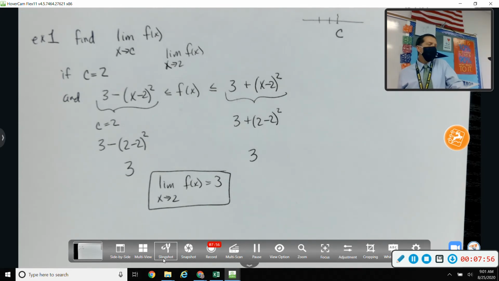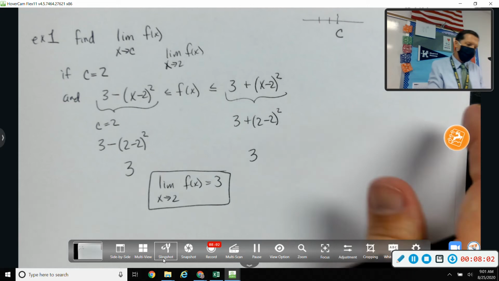So working with it is maybe a little bit complicated, but the concept is just super simple. It gets squeezed in there. There's no place else for it to go.